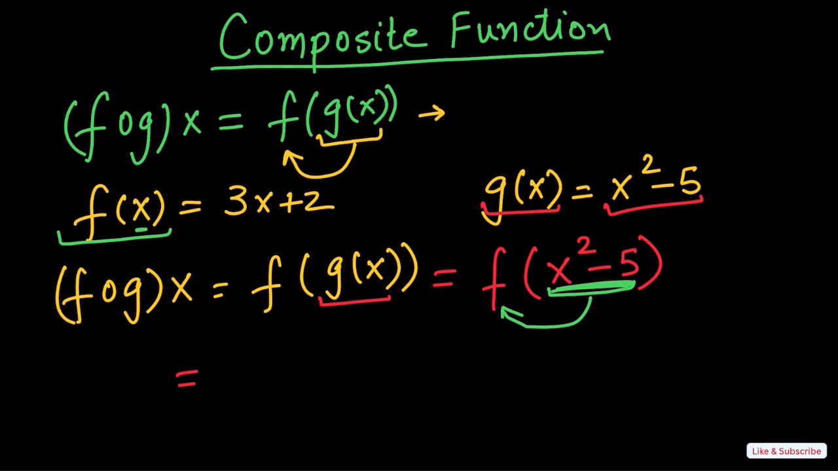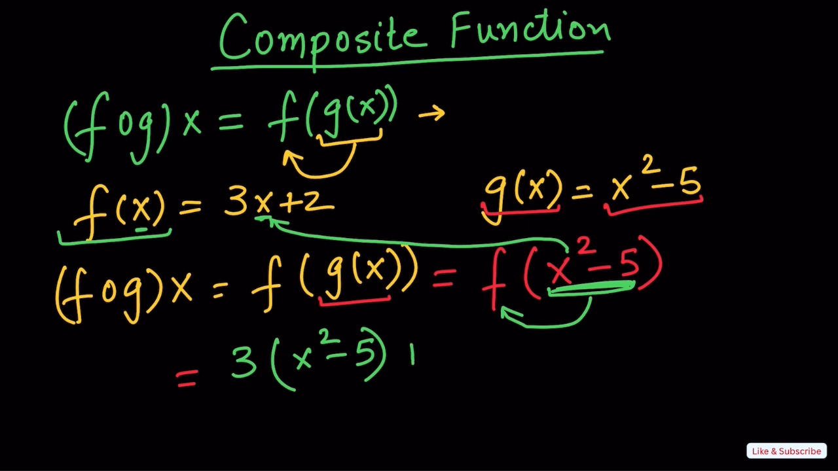I hope it makes sense. So I'm going to plug in this value right here in place of x. That gives me 3 times, in place of x, x squared minus 5, plus 2. So that is how we did it exactly. We plugged in the value of g of x in the function f of x. That's called the composite function.